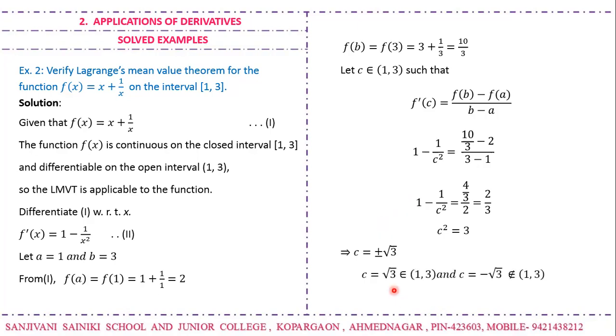But c is equal to root 3 belongs to the open given interval, and c is equal to minus root 3 doesn't belong to the interval. So we must have c is equal to root 3. So this is the solution, or in this way we have verified the Lagrange's mean value theorem for the given function. In next lecture we will see the examples from exercise.